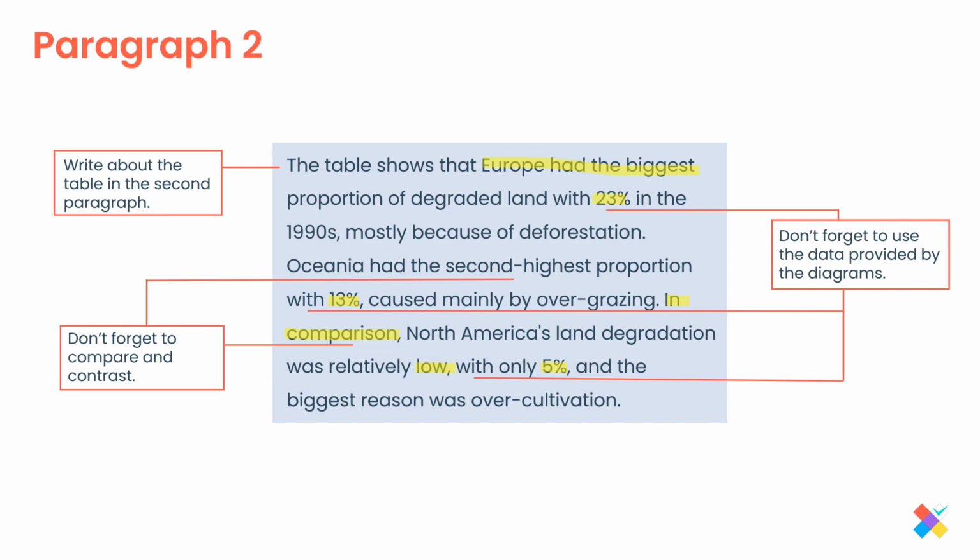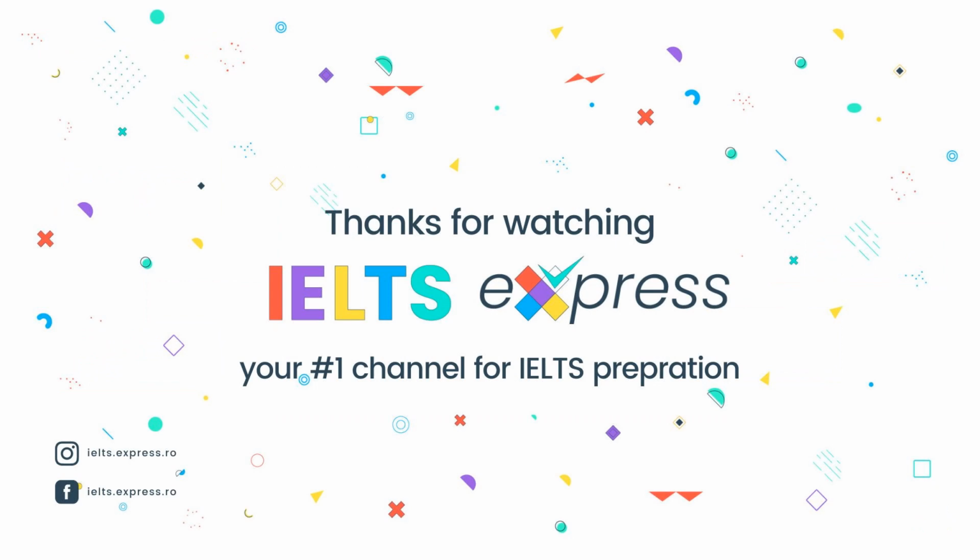Again, here, if you wanted to upgrade, I would have replaced "biggest" with "the most significant" or "important." You can see that this is a band 5 because the vocabulary doesn't go a little bit overboard. And that's it. This tutorial was a little bit longer because we had to deal with multiple charts and they're quite tricky. But again, if you follow my advice, trust me, you're going to get there.